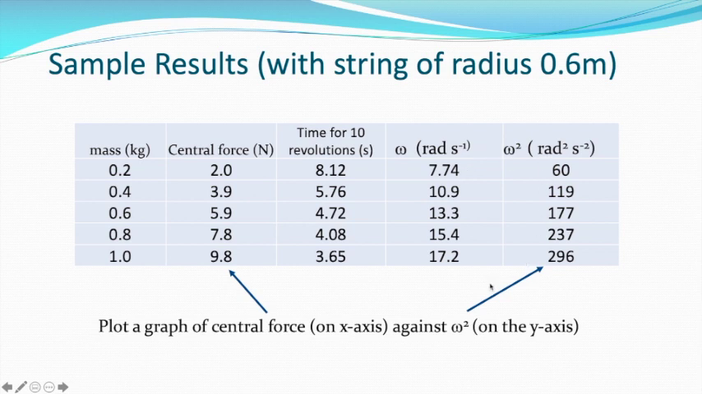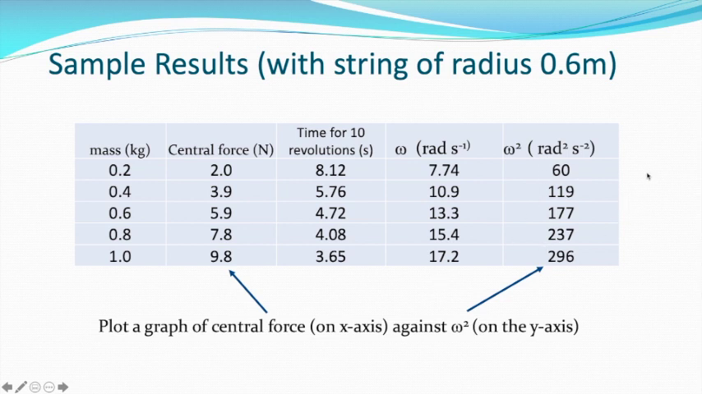Now, we have not done any uncertainties because we just want to go through this quite quickly. If time had permitted, we would have worked out the uncertainty in the central force and the uncertainty in the time. We would have repeated it as well 5 times, worked out the random uncertainty in the mean. We would have worked out the uncertainty in omega and then doubled it to get the uncertainty in omega squared.